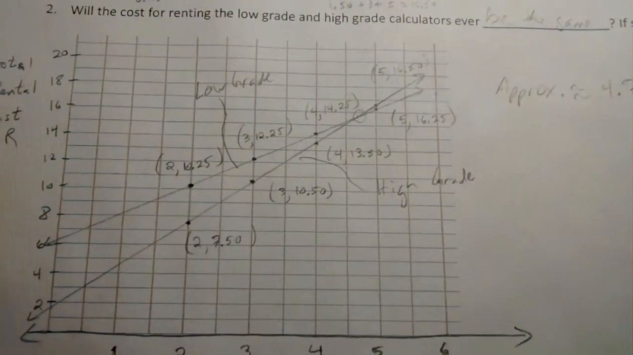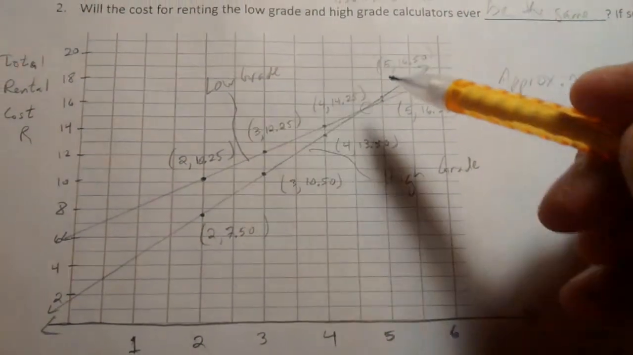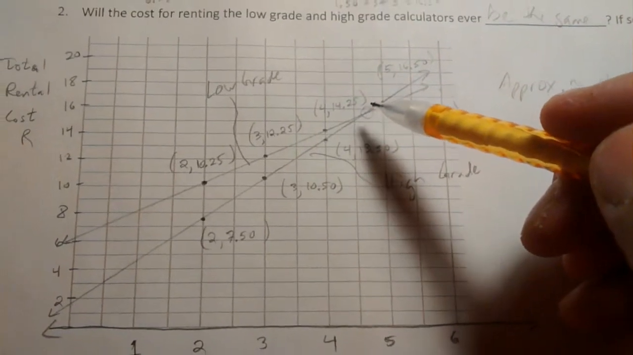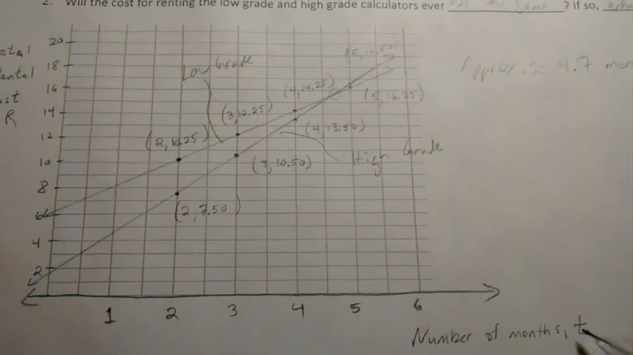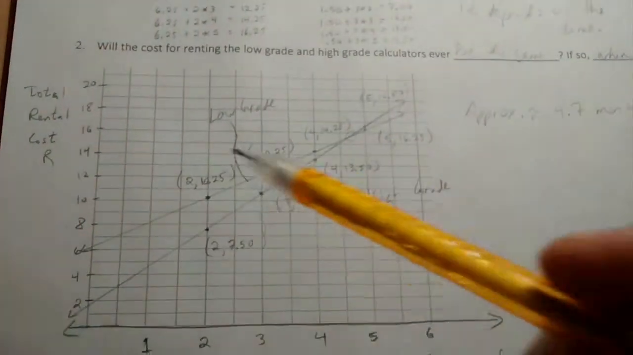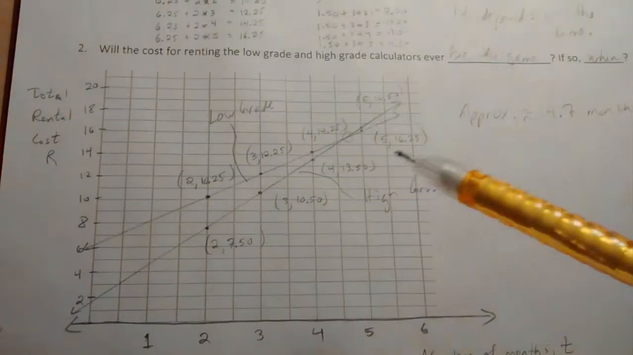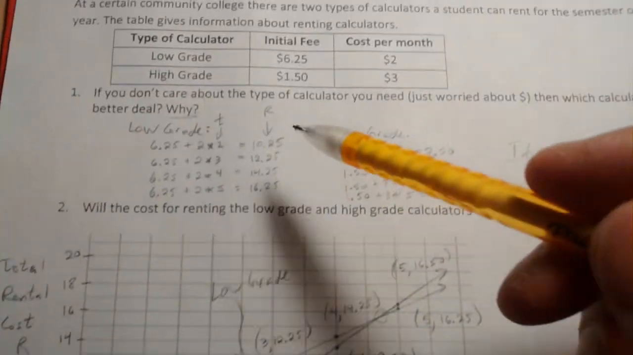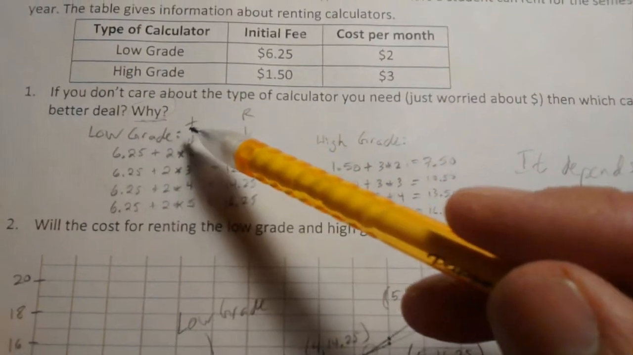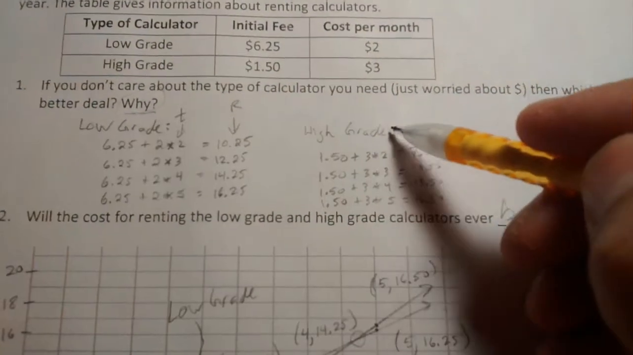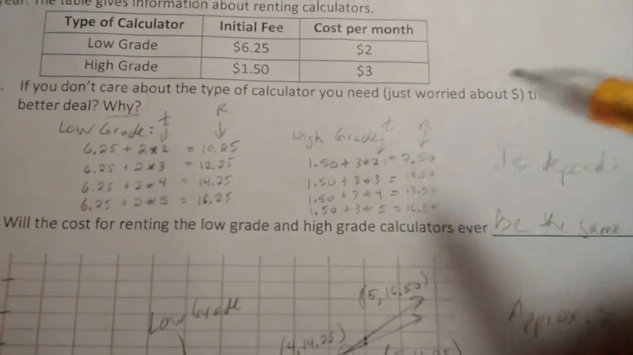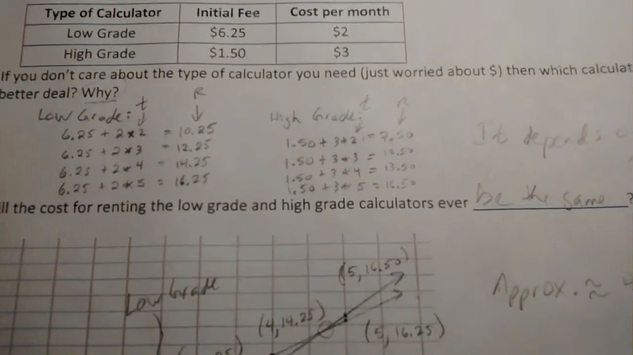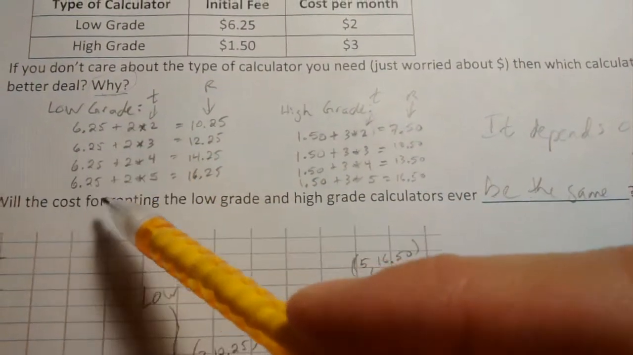However, let's talk about what this point of intersection means in terms of the symbolic rules for the lines in terms of T and R. So total rental cost. What I did here was find the symbolic rules that give us the relationship between T and R for both of these. This is T and that's R as well. So here's what they look like.